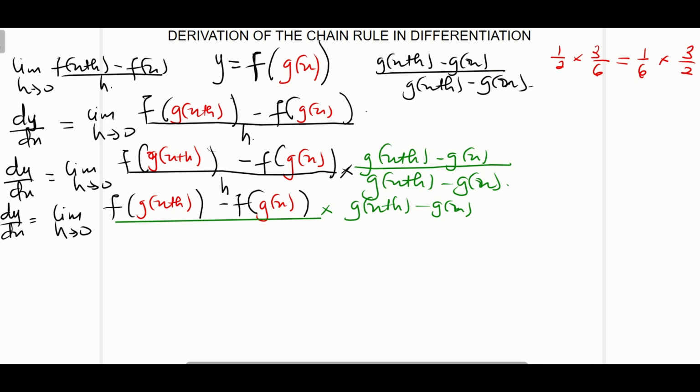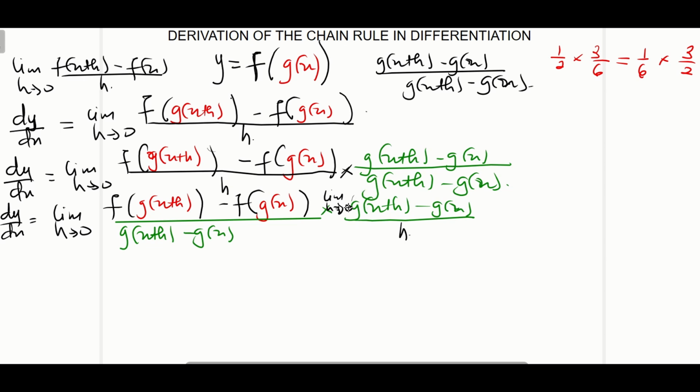So we are now going to get g of x plus h minus my g of x. Now here we are going to get my h at the bottom there. But mind you, we can spread the limit over, which means that here I'm going to get the limit as h approaching 0 over there.